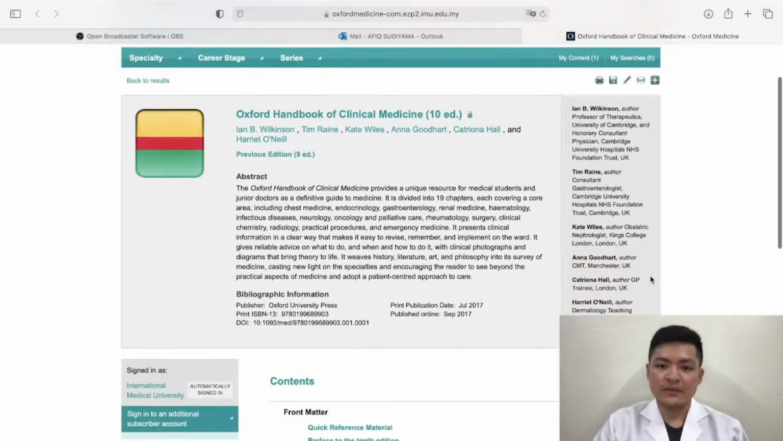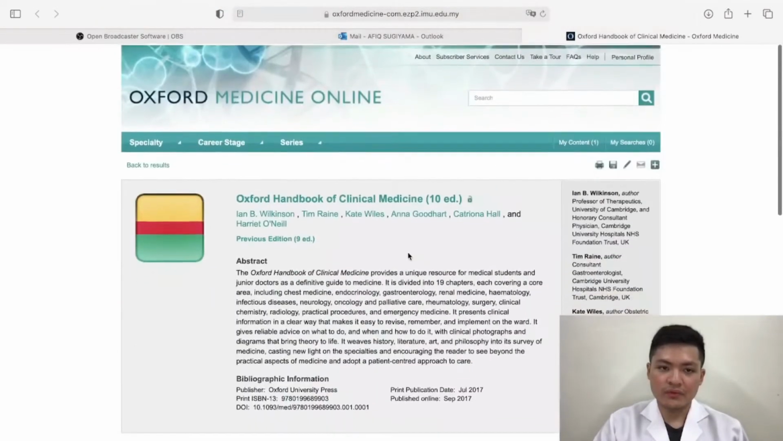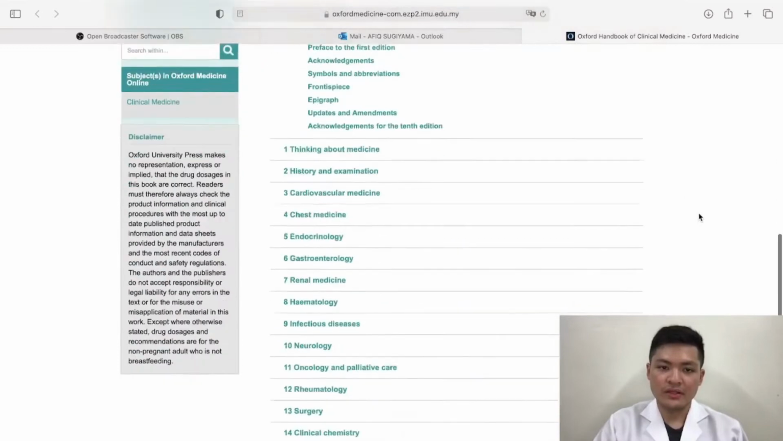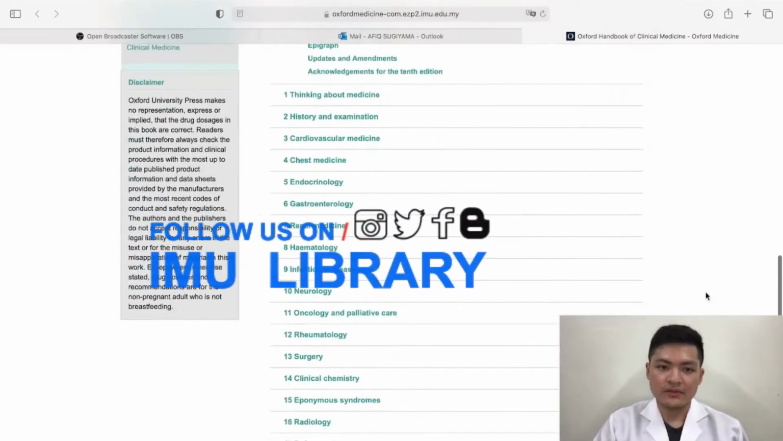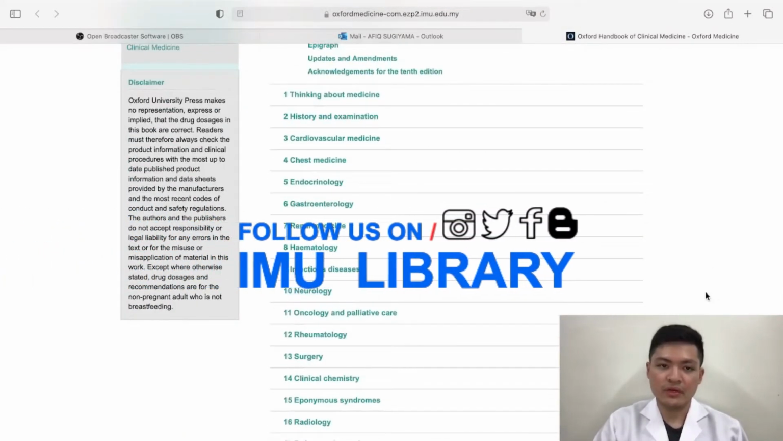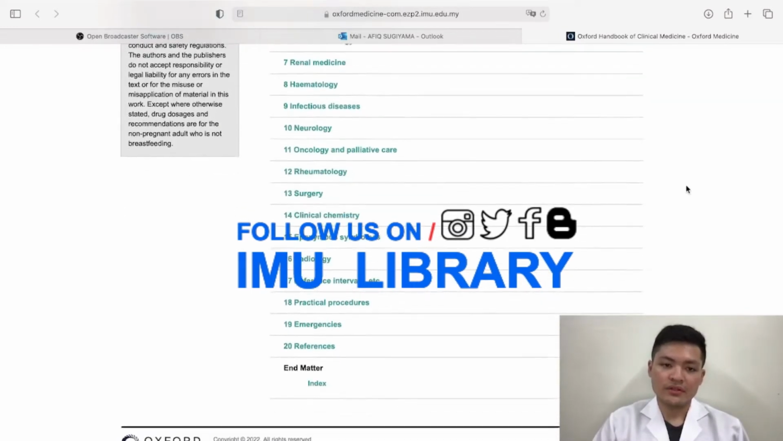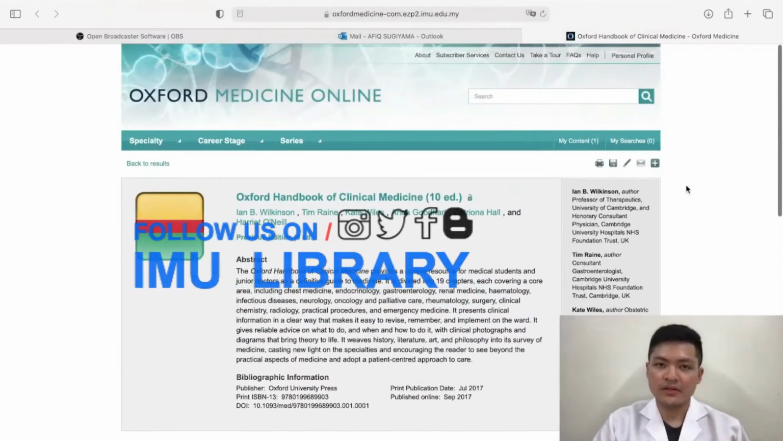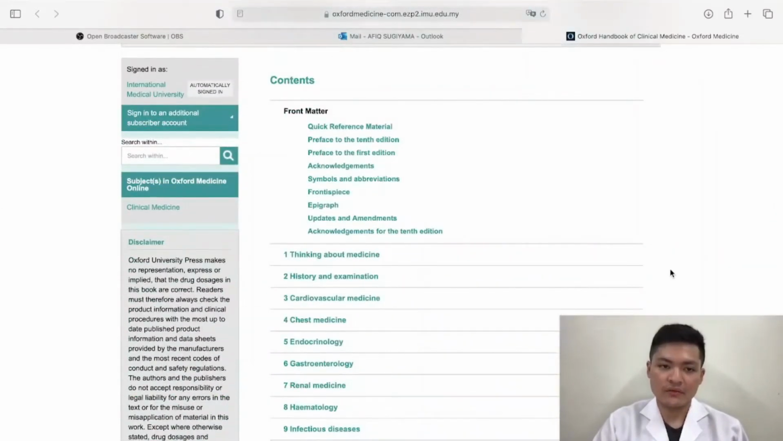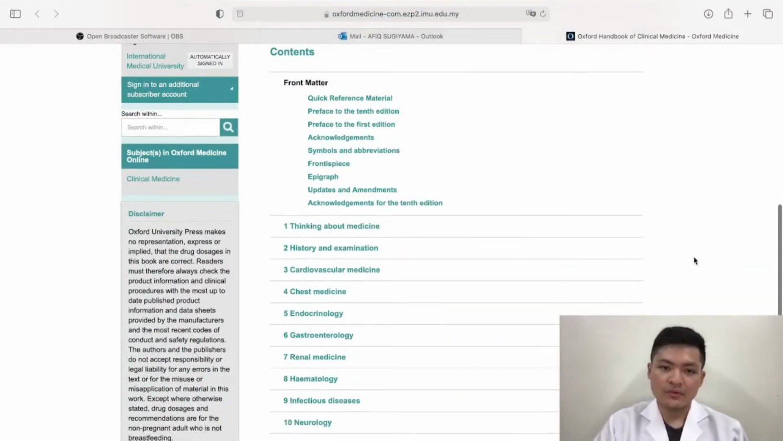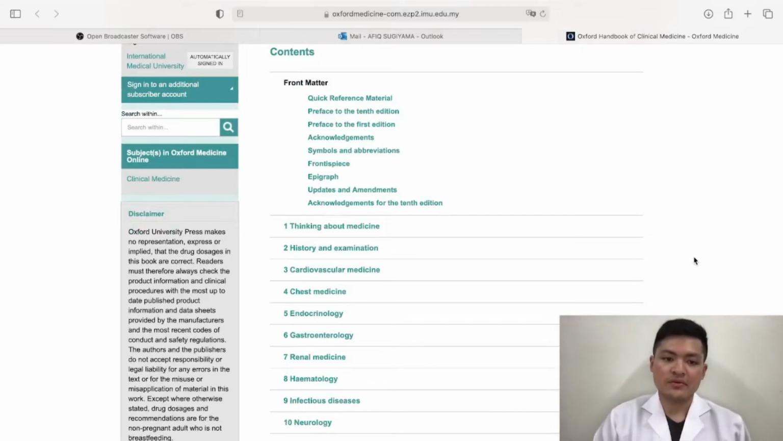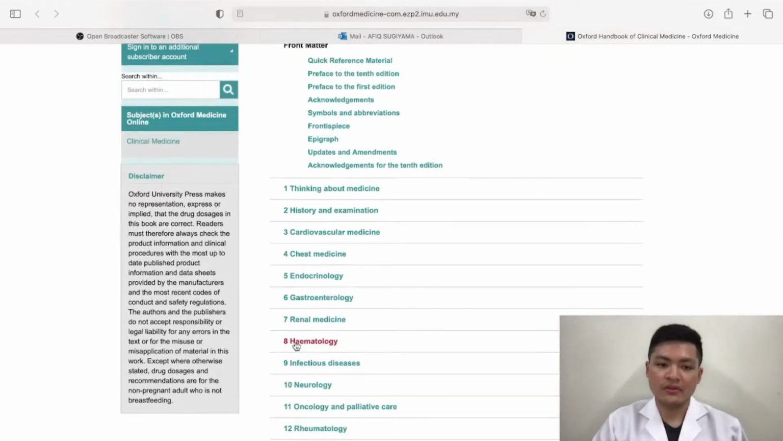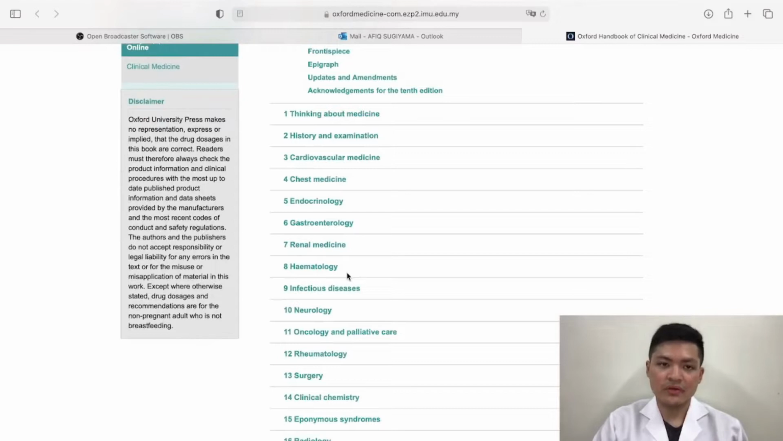So basically, this book, the Oxford Handbook of Clinical Medicine, essentially covers most of, or I would say all of, the materials that we learn as medical students in the preclinical years, during our first 2.5 years. I'm currently in my second semester, so I am studying hematology, as you can see here. And we'll be studying the rest of these systems as we progress through the semesters.